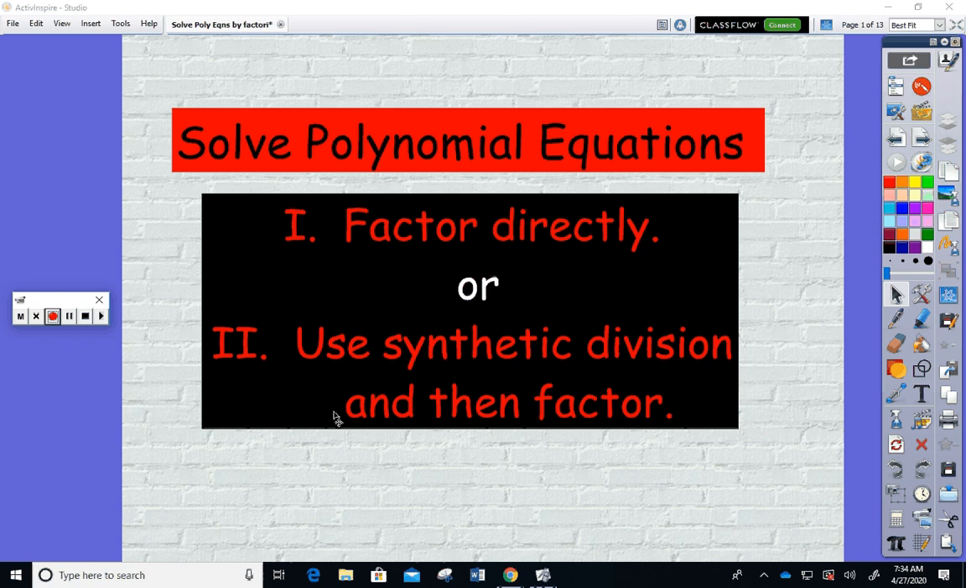Okay, so we are going to start what we're going to work on for the rest of this week, and we're certainly getting close, aren't we, to the end of this chapter, and for you all, the end of this school year. So today we're going to solve polynomial equations, and we will be doing this primarily by factoring, but I'm going to also show you more about using synthetic division to your advantage.